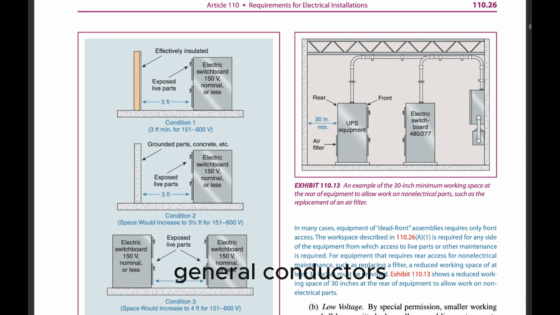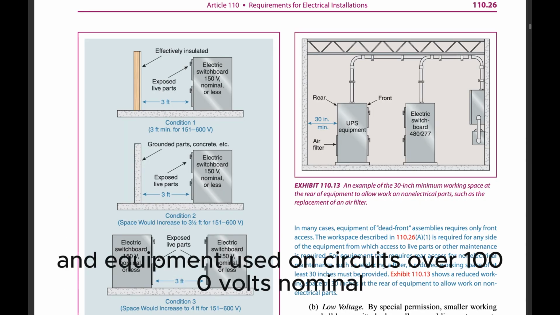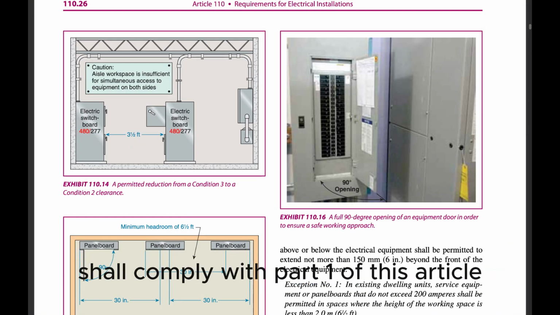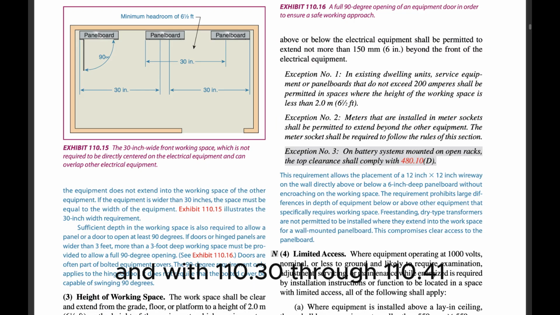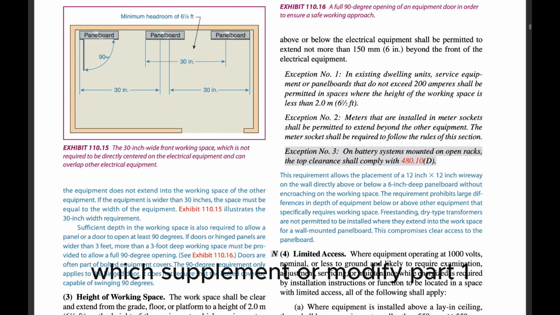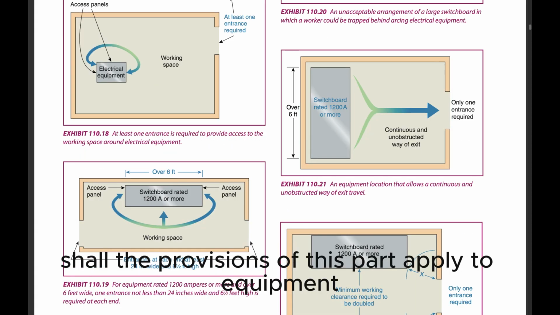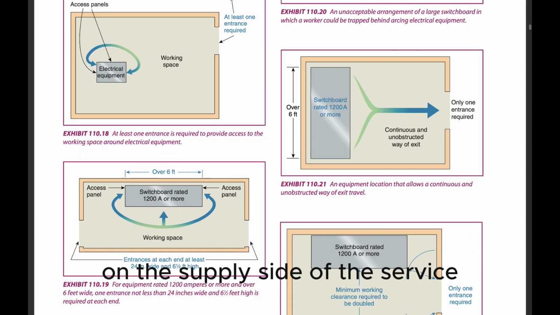110.30 General. Conductors and equipment used on circuits over 1000 volts, nominal, shall comply with Part 1 of this article and with 110.30 through 110.41, which supplement or modify Part 1. In no case shall the provisions of this part apply to equipment on the supply side of the service point.